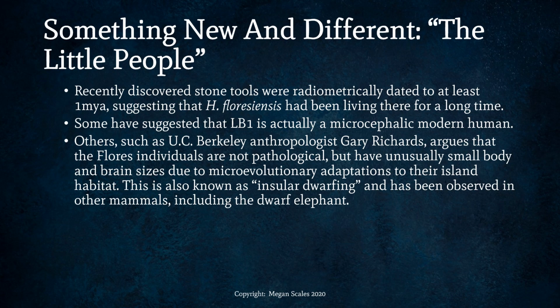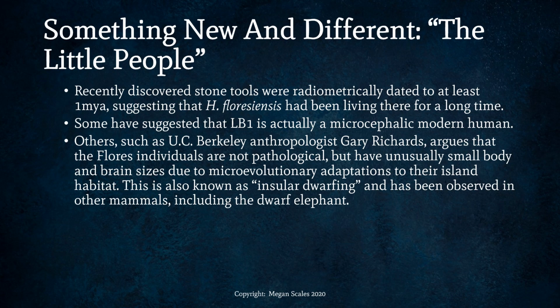So we're looking at hypotheses as to why these people are so small and who they are. Others, such as UC Berkeley anthropologist Gary Richards, argue that the Flores individuals are not an outlier or example of people with a disease or condition, but have unusually small body and brain sizes due to microevolutionary adaptations to their island habitat.